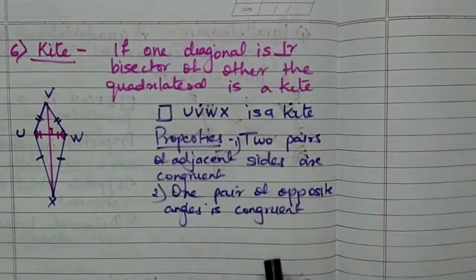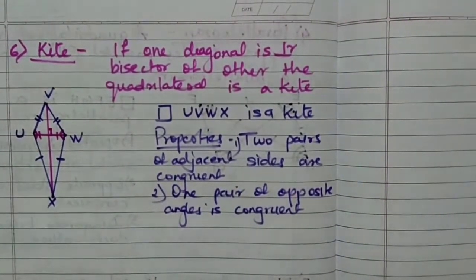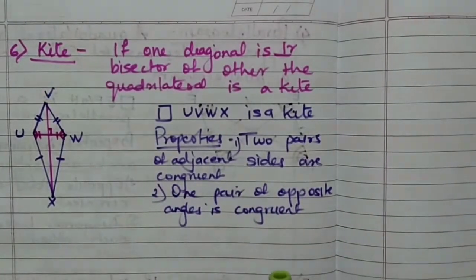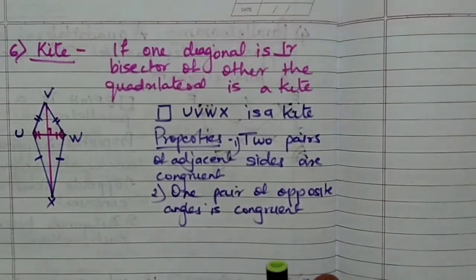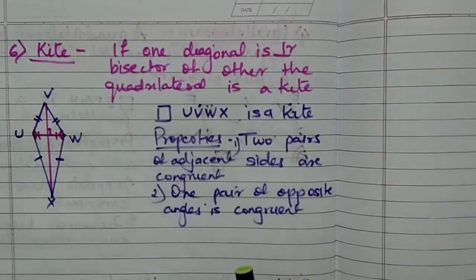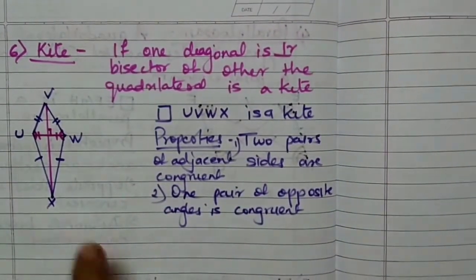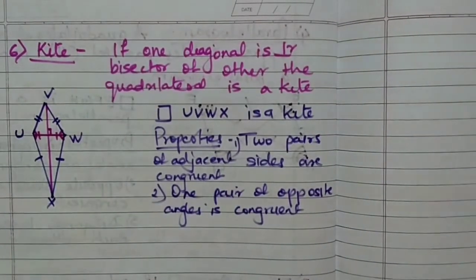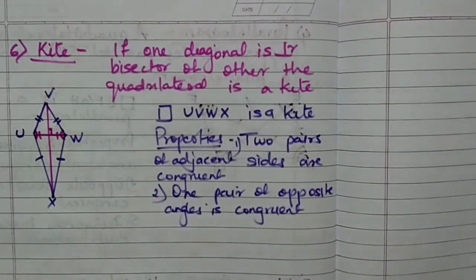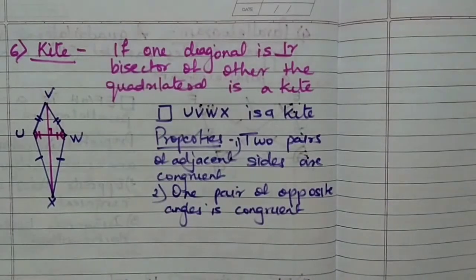Okay, so these are the 6 types of quadrilateral which we have studied. I will send this PDF also of the properties and the definitions, which you will write in your notebook and draw the diagrams properly, and the next part will be done in the next video.